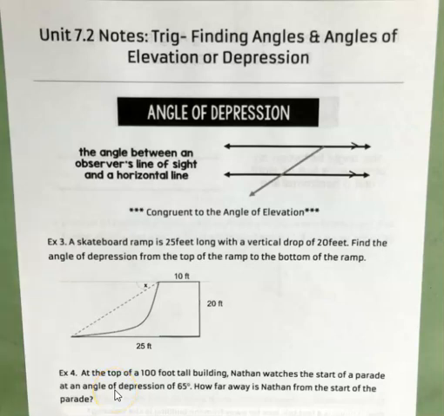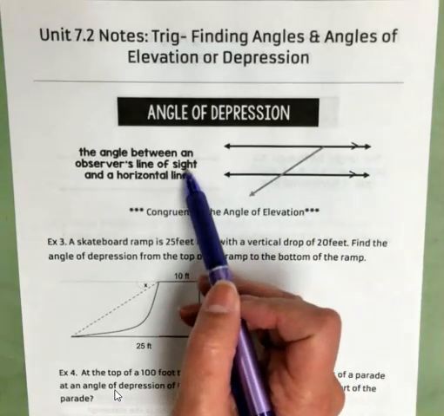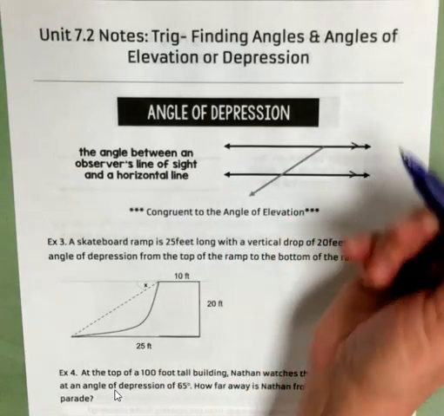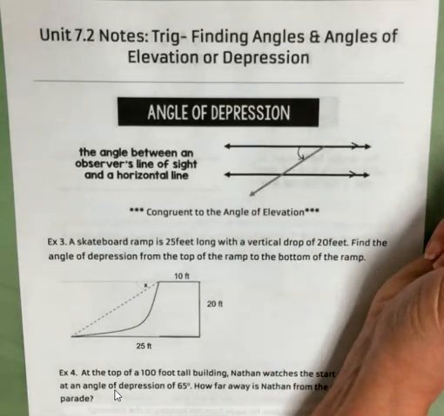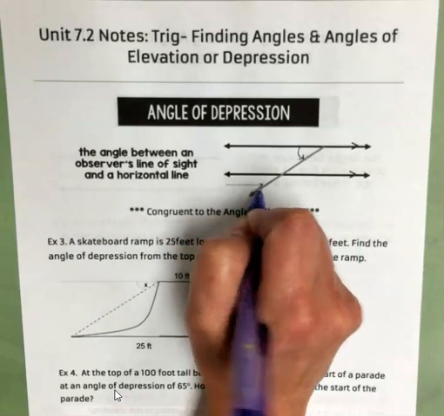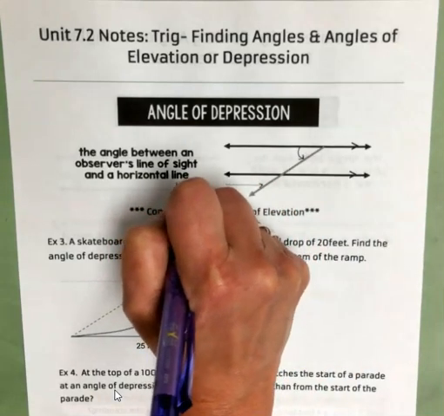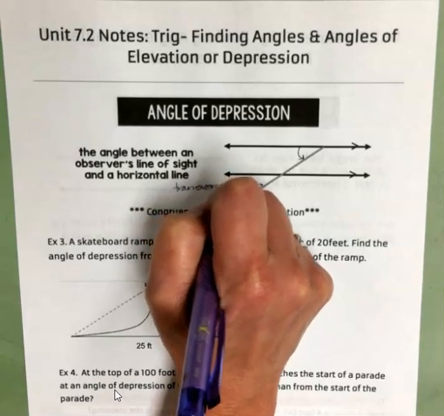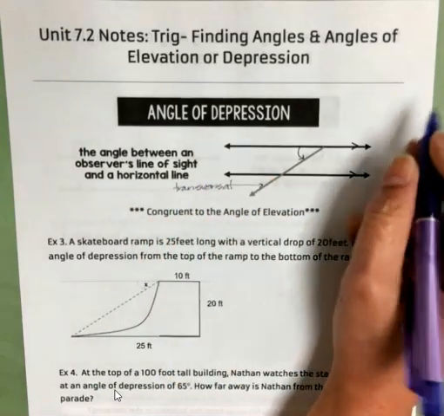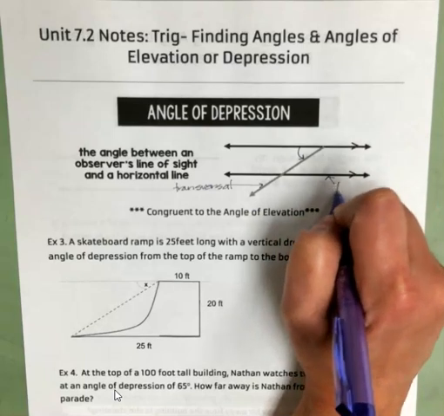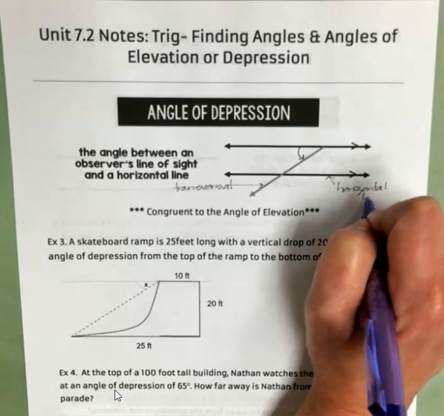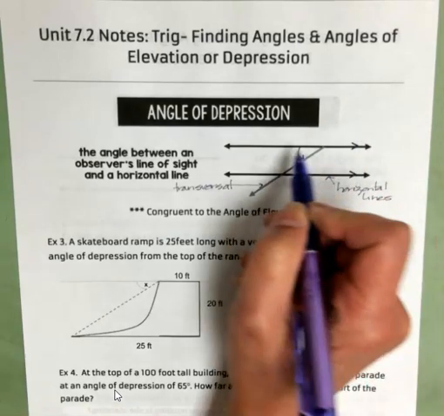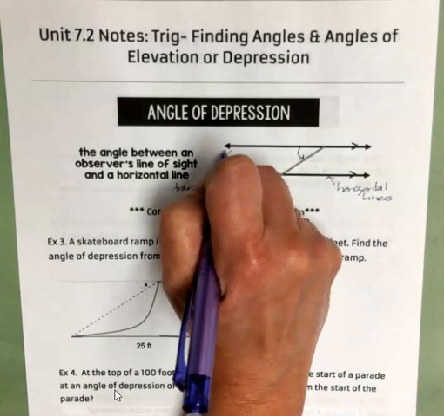Okay, moving on, we're going to work on angle of depression. Again, angle between an observer's line of sight and a horizontal line, except this time we're going to be looking in this direction. This continues to be our transversal, and these are both, as marked, horizontal lines. So this here is the angle of depression.